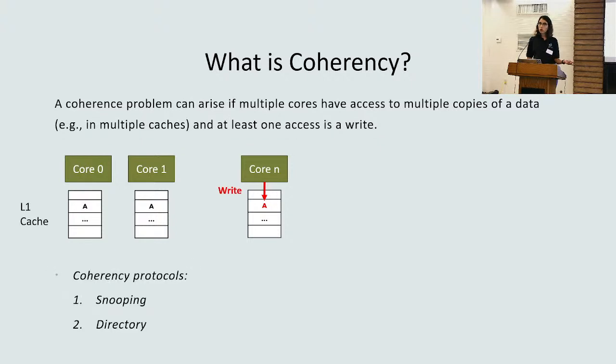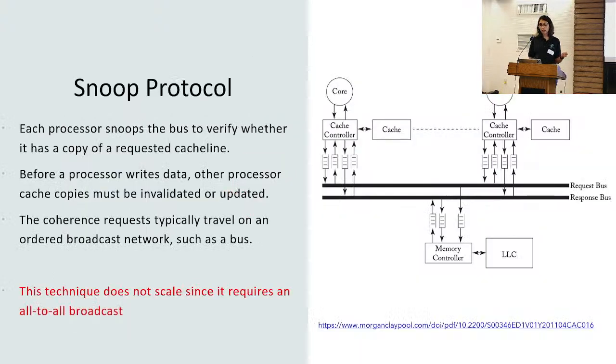So there are typically two coherence protocols. One is snooping, the other one is directory. I can say from now that the classic cache uses snooping, and Ruby uses directory-based cache coherence protocols.